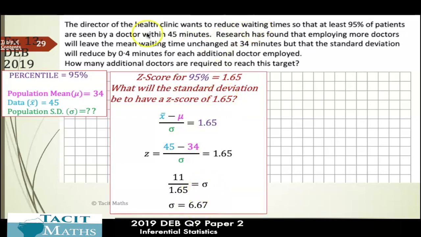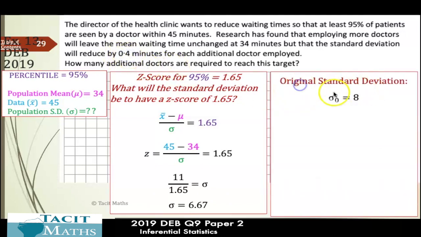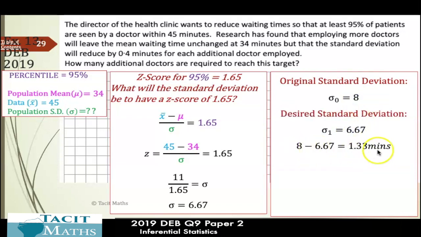So if we now look at the question again, basically what it's saying is that if the doctors want 95% to be seen in 45 minutes, they will need a standard deviation of 6.67. Okay, now where does all this stuff about new doctors come in? Well, the original standard deviation is 8. Okay, the desired standard deviation is 6.67. Okay, now if we subtract, that's an improvement of 1.33 minutes.